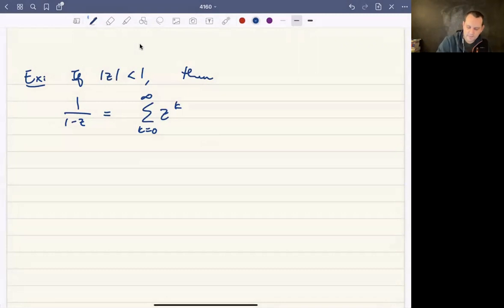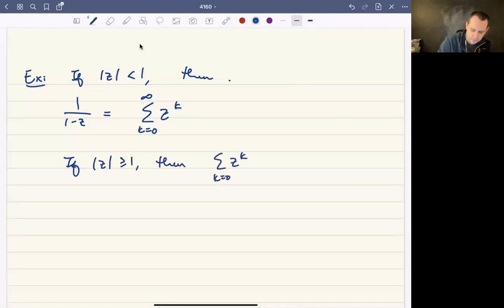And just to follow up here, if the modulus of z is greater than or equal to 1, then this series diverges. Okay, so if the modulus of z is greater than or equal to 1, the series diverges. Not really too much more to say there.